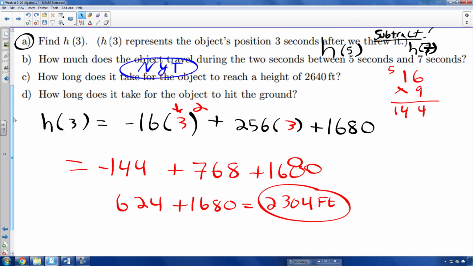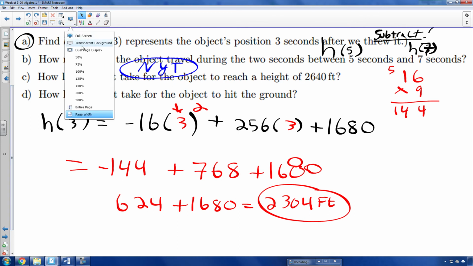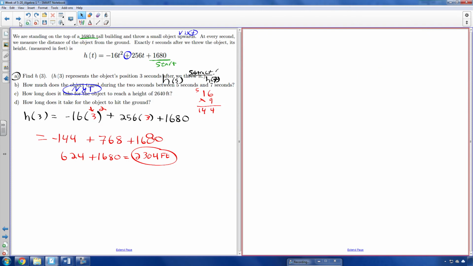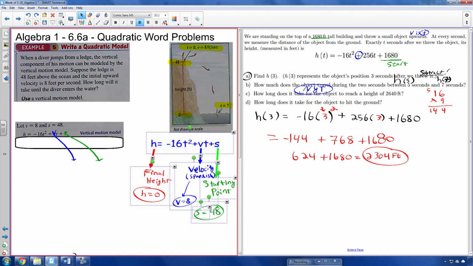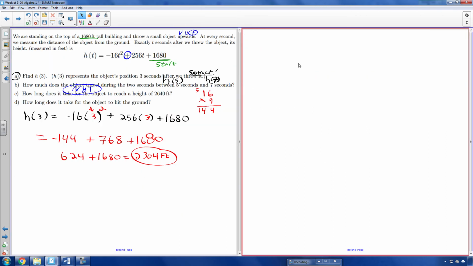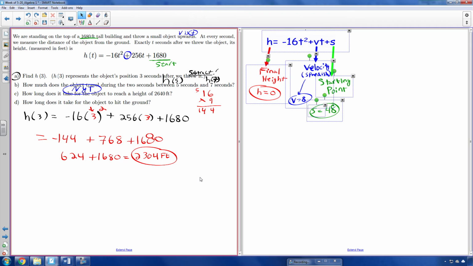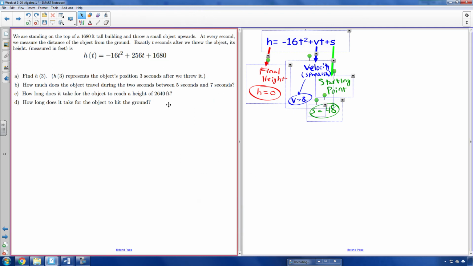Now, in the next problem, and a lot of these might end up being now you tries, honestly, it says how long does it take for the object to reach a height of 2640? Well, if we think about that, right, and we know that the vertical motion model is this right here, we know that this is the vertical motion model, right? And we want to look at that for a second. So let's get rid of some of this stuff that's in the way. We want to know when the thing reaches a height of 2640.